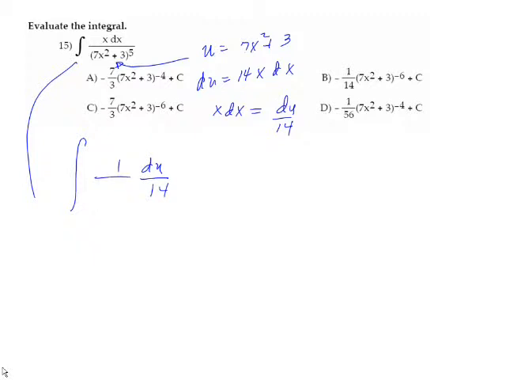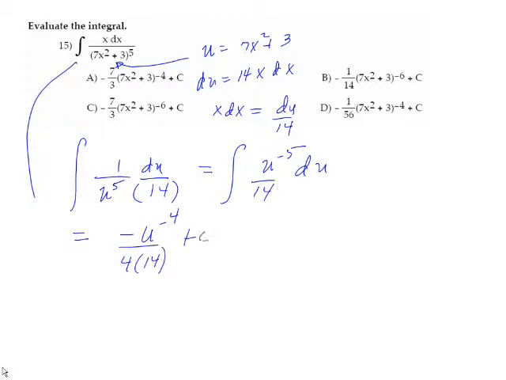And then with the substitution, 1 over u to the 5th divided by 14. Now, this is equal to the integral of u to the minus 5 over 14 du, equal to minus u to the minus 4 over 4 times 14 plus a constant. And so we get, after resubstituting the value of u, minus 1 over 56, 7x squared plus 3 to the minus 4 plus a constant, and that is answer D.